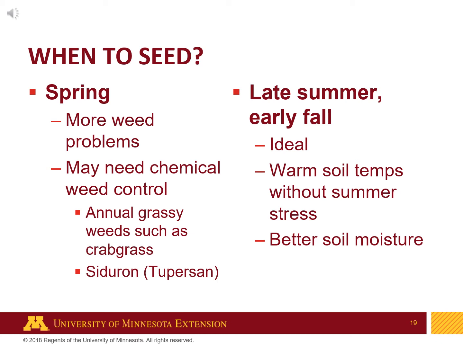Weeds are much less of a problem when seeding in the late summer or early fall. Another advantage of a fall seeding is that the young seedlings will not be growing during periods of heat and droughts. For most northern U.S. states, late August and early September are ideal times to seed.